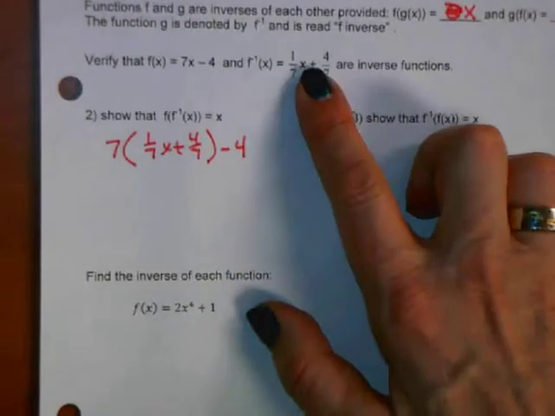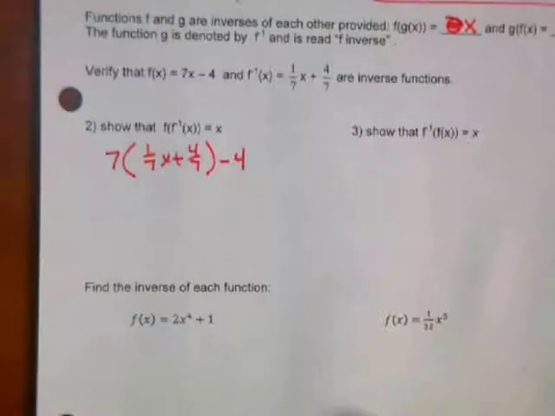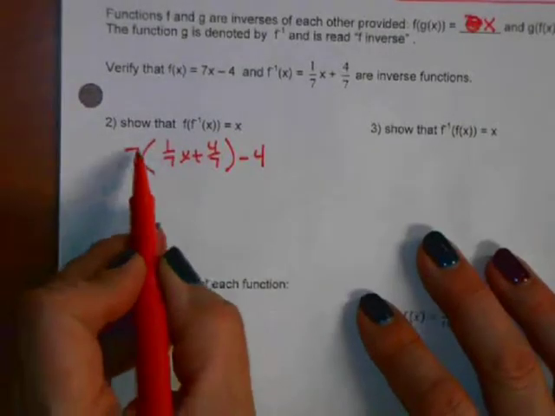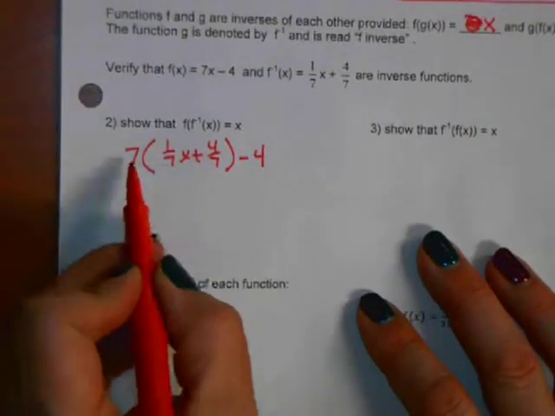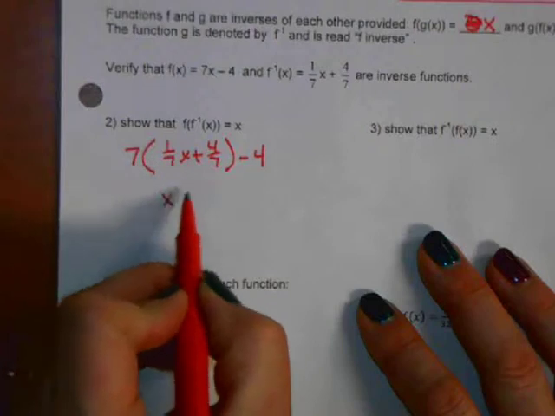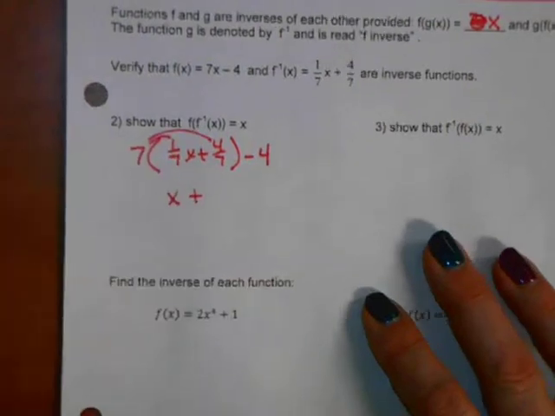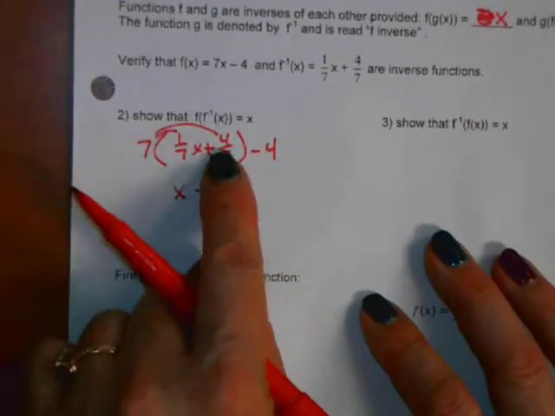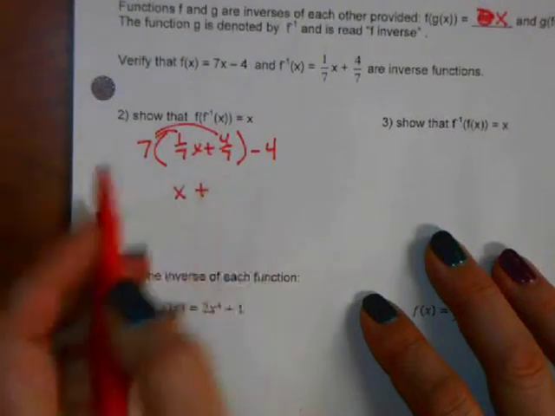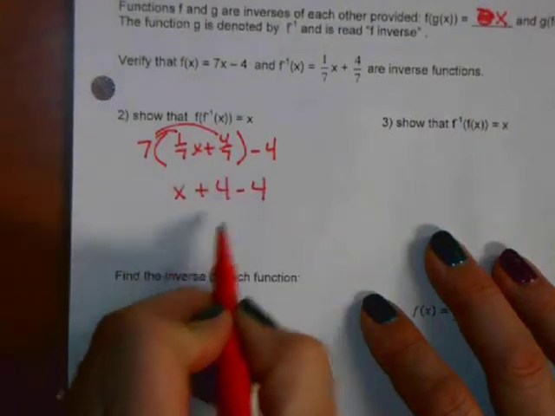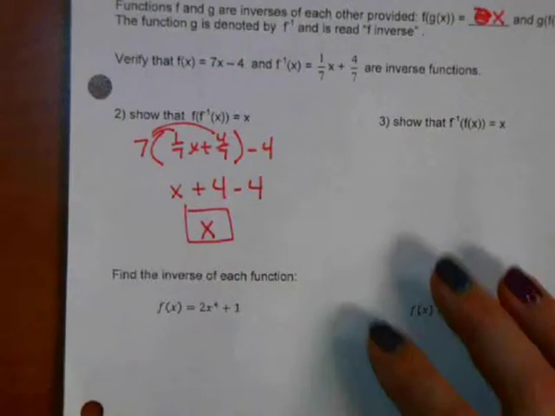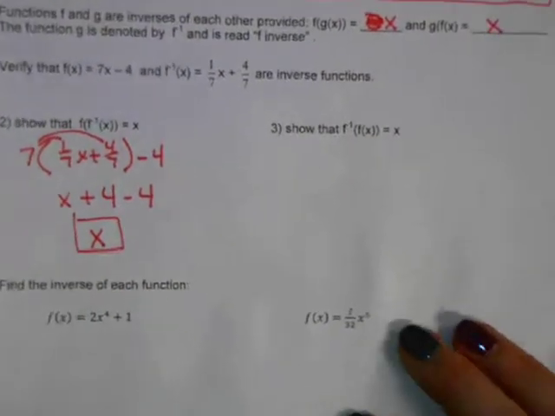So I took the inverse function and stuck it into the original function. If I distribute that 7, what's 7 times 1/7? 1. So I'm just going to put x. Distributing this 7, what's 7 times 4? 28, divided by 7? 4. Oh, look at that. Are we going to have to prove that? Yep.